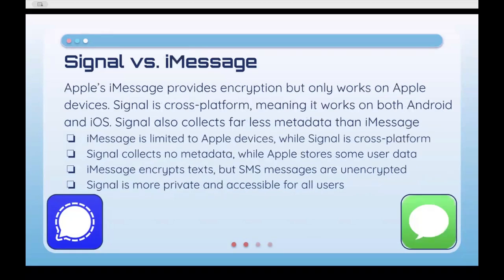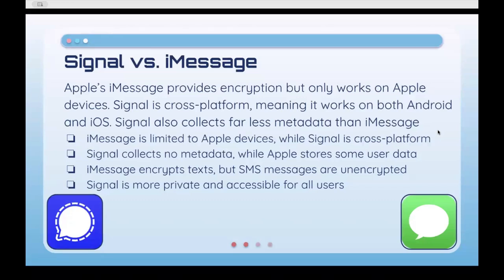And now our last one is Signal vs iMessage. Even though Apple iMessage is relatively known to be quite secure, as Apple is a company that values security and privacy heavily, it really only works for Apple devices. On the other hand, Signal is cross-platform, meaning it works on both Android and iOS, as well as other phones that you may be using.